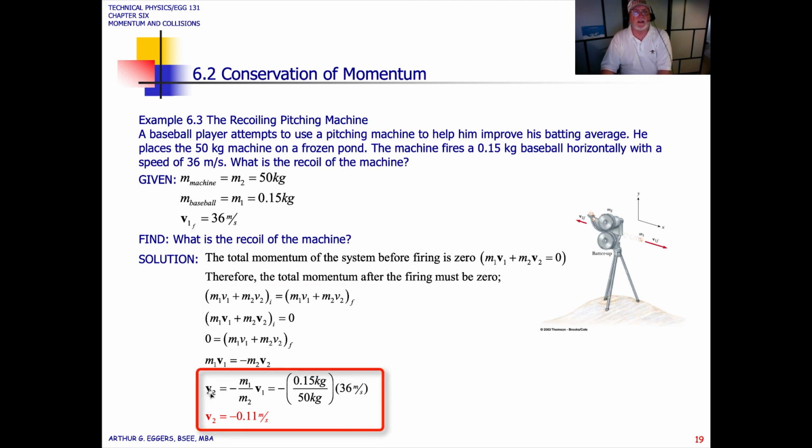So velocity 2 is equal to mass 1 over mass 2. I just moved that mass over to the other side of the relationship, multiplied times velocity 1. All I needed were those three terms given in the problem: 50 kilograms, 0.15 kilograms, 36 meters per second. Boom. I've got a velocity 2 of the machine recoiling backwards. You see the negative sign? Recoiling backwards at 0.11, or 11 hundredths of a meter per second.